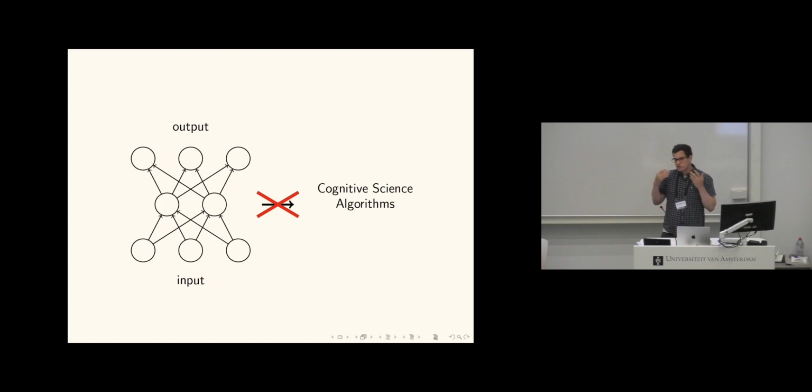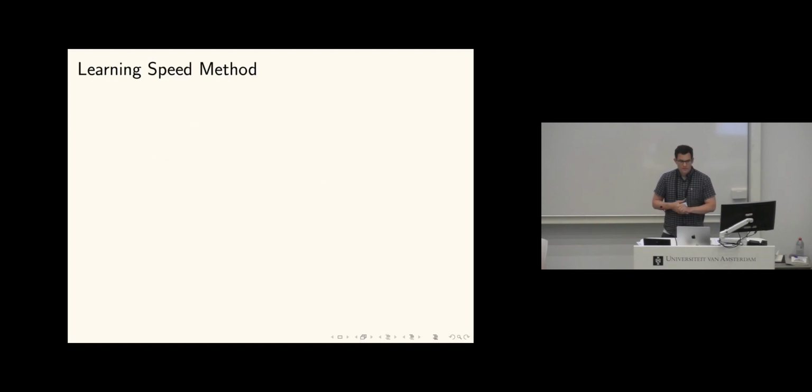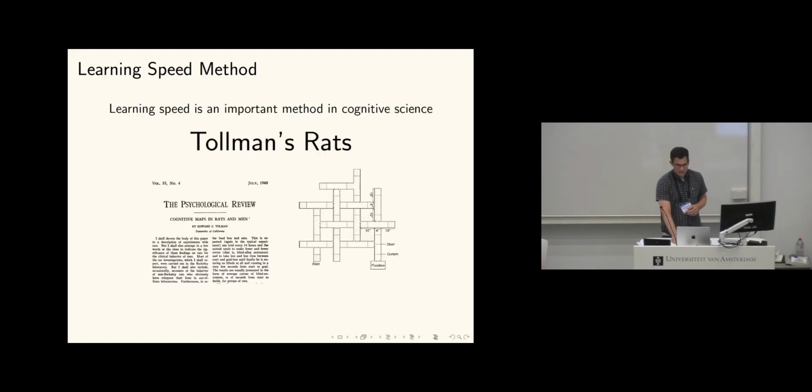In an attempt to save cognitive science algorithms, we wish to explore a different method. Our method centers on learning speed. Learning speed is an important method in cognitive science. For example, Tolman used learning speed to infer that rats had cognitive maps of their maze. In particular, he found that rats that randomly walked around their maze were able to learn faster their way back to a reward, and he inferred that meant they must have a cognitive map. Learning speed is also important in machine learning and in computational neuroscience. We wish to use learning speed to recover a network's algorithm.